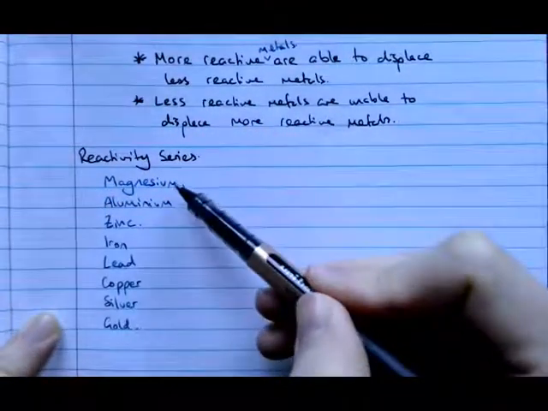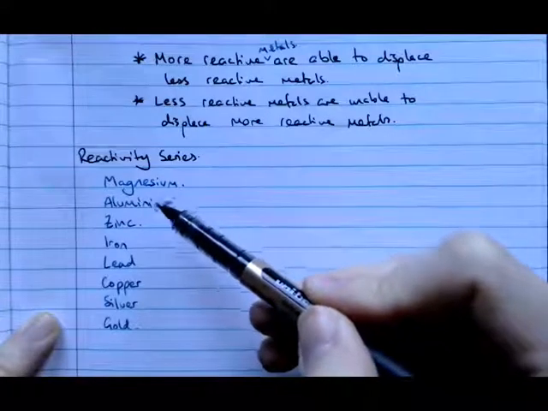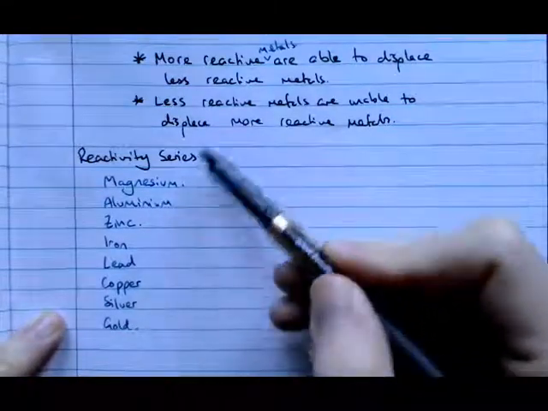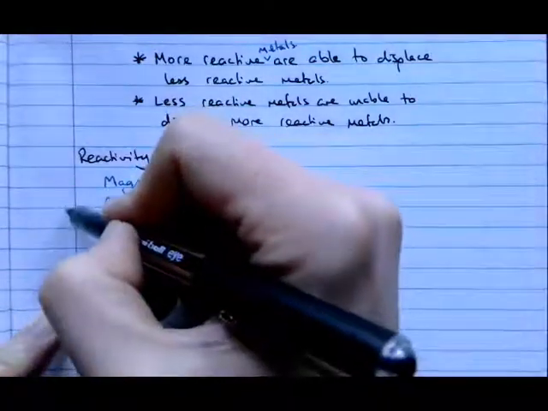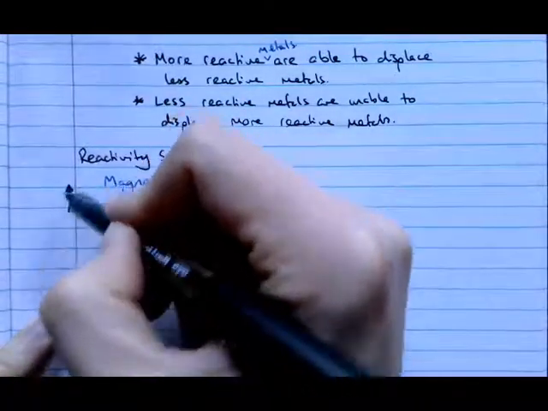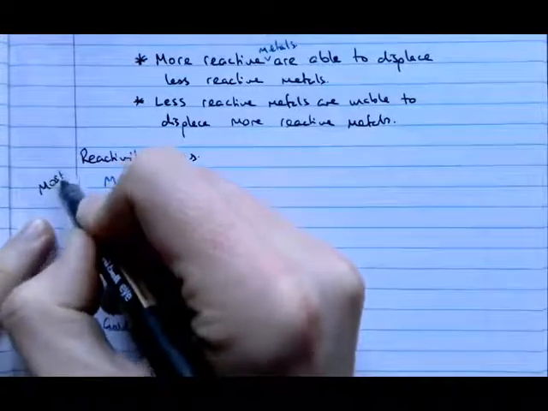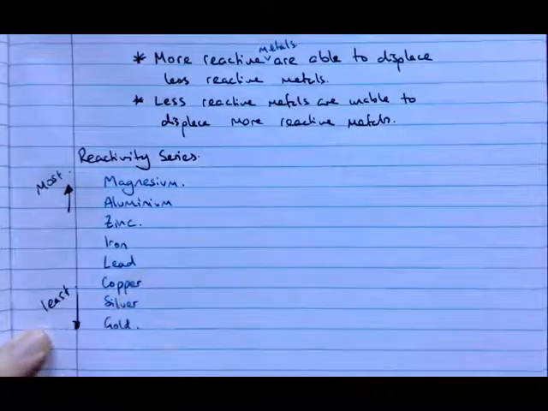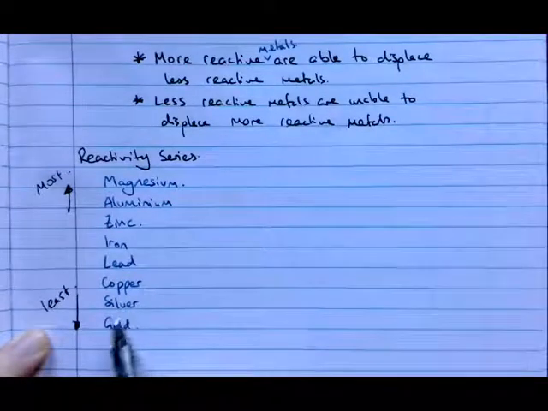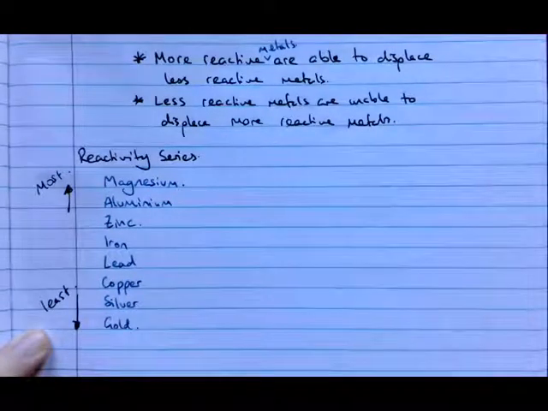Okay, so this isn't all of the metals, this is just some metals, so there will be other metals in here that are even more reactive or even less reactive. But we have up here, these are our most reactive, and these are our least reactive. Okay, unsurprisingly, things like copper, silver, and gold down here, not very reactive.